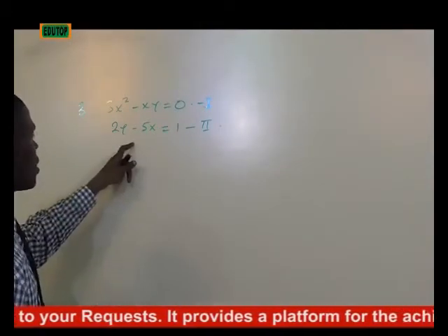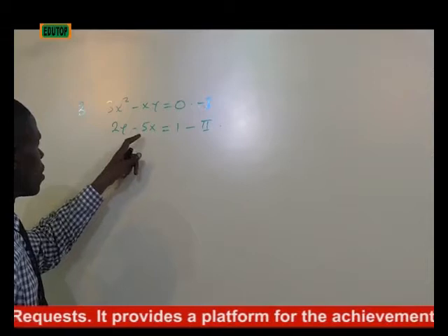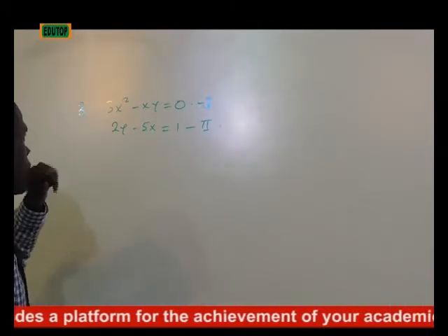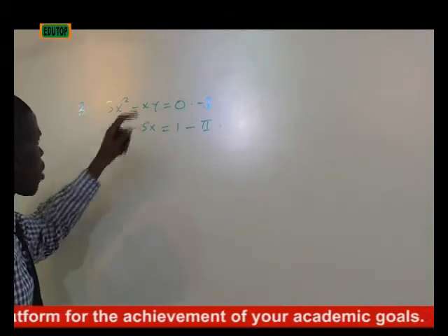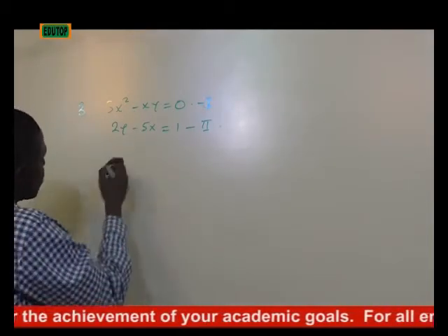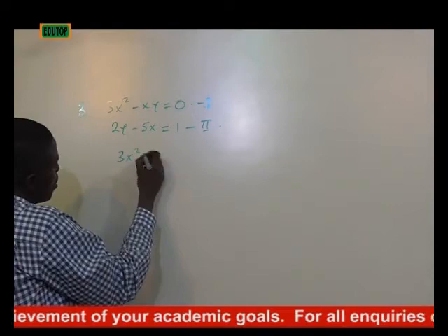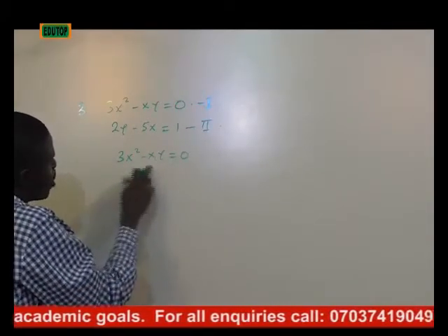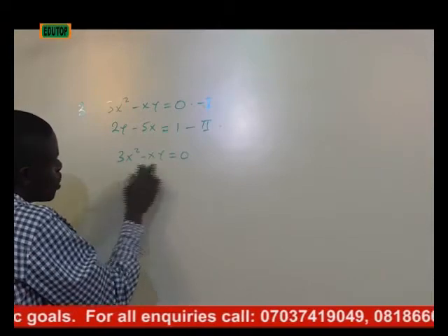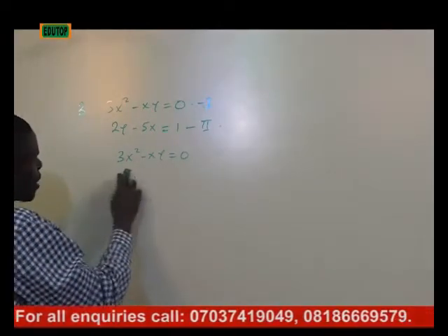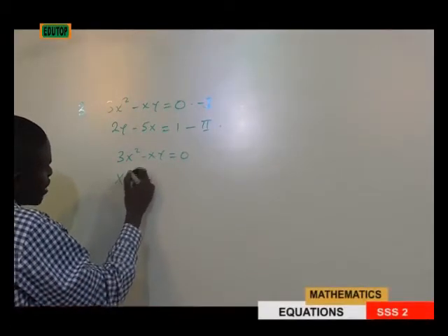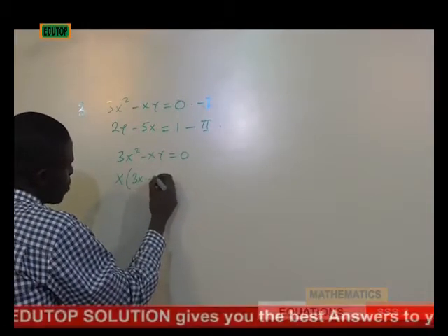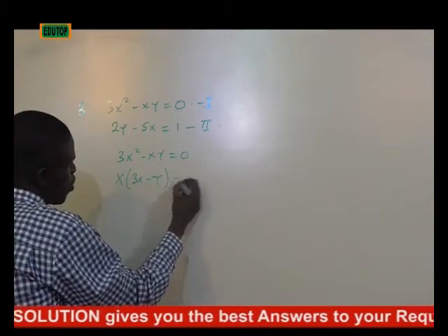So we can consider equation 2 in preference to equation 1. But there is a particular clause here. If you look at equation 1 critically, it will be noticed that x is common to these two terms. So you can bring x out. By bringing x out of this, you are left with 3x, and by bringing x out of this, you are left with minus y equal to 0.